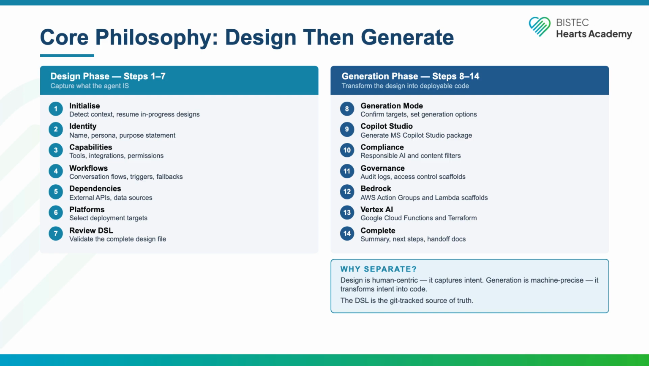Conflating the 2 leads to half-formed decisions getting baked into generated code that's hard to change later. The DSL sits at the boundary. It is the output of design and the input to generation. It is what lives in Git. Everything else is derived from it.